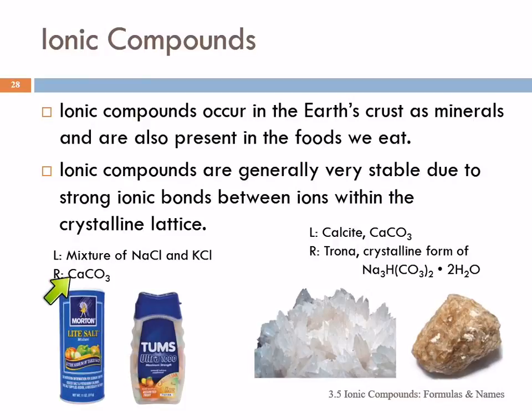Tums is calcium carbonate. That's an ionic compound. Calcium and carbonate. Carbonate is a polyatomic ion. Here's some pictures of minerals that occur in the Earth's crust. Calcite is also calcium carbonate. And this is trona, which is a crystalline form of this messy-looking thing here.